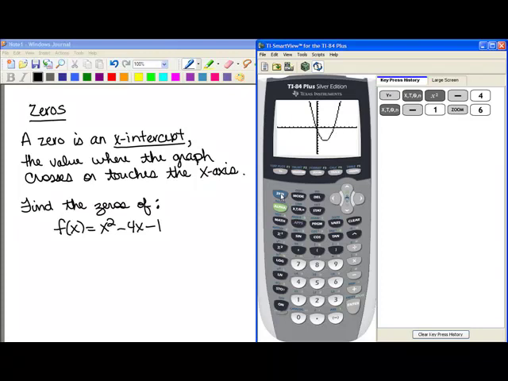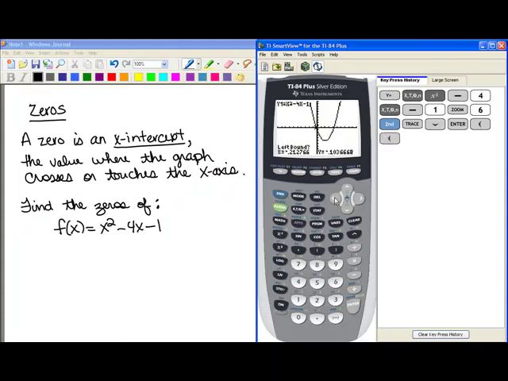To find the zero, press second, calculate, and choose command number 2. Now the calculator will ask for a left bound, a right bound, and a guess. The left bound for this zero would be up above the x-axis because that is on the left side. And the right bound, it'll ask for in a minute, will be down below the x-axis.